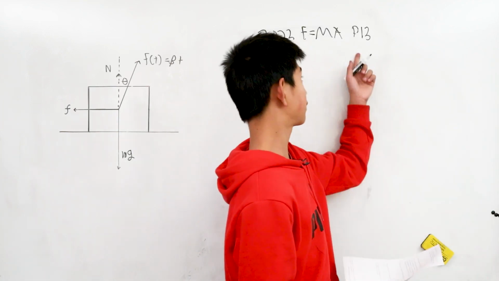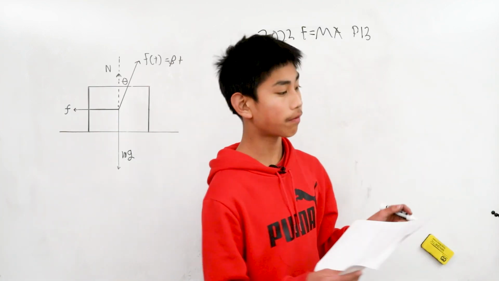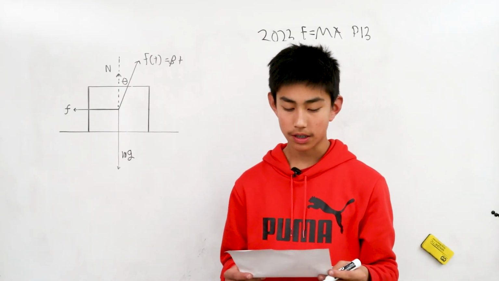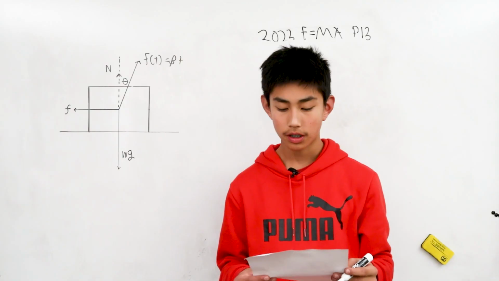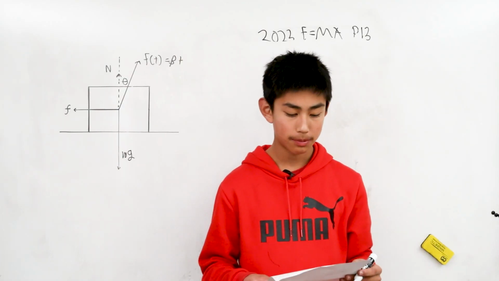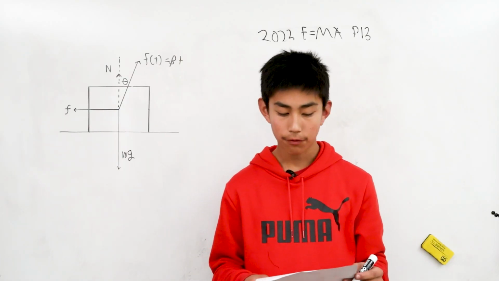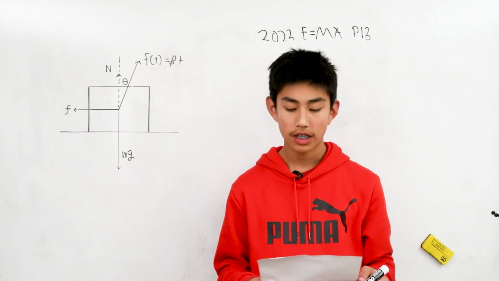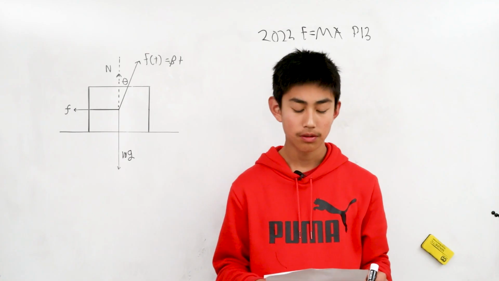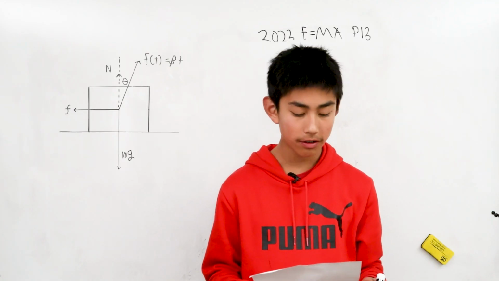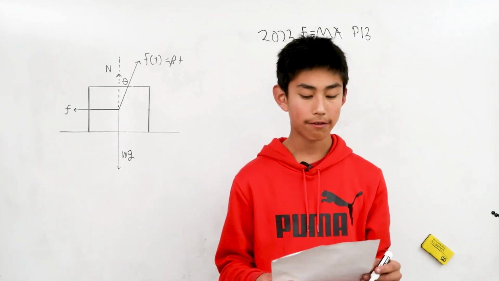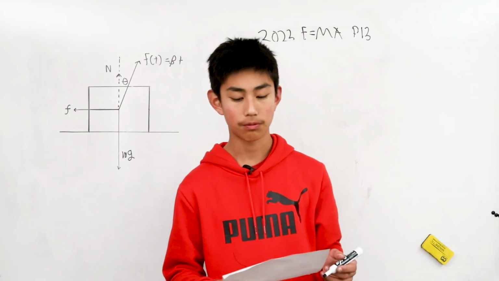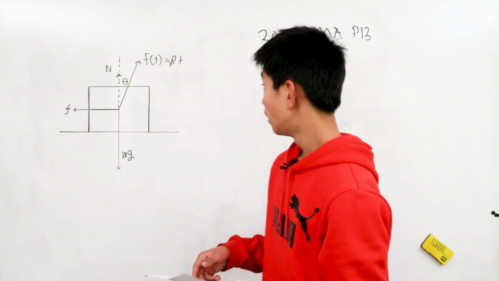We're solving problem 13 from the 2023 F equals MA exam. A uniform box with mass m is at rest on a horizontal surface, and the coefficient of static friction between them is mu of s. A force directed at an angle of 85 degrees above the horizontal is applied to the center of the box with a linearly increasing magnitude F equals beta times time. The box will eventually slide or lift off the ground. Which of the following is correct?